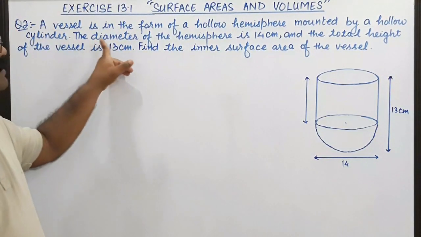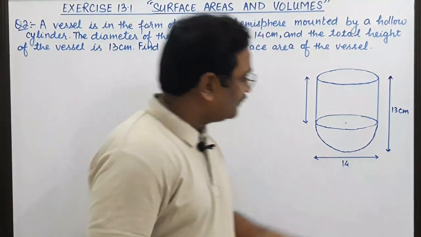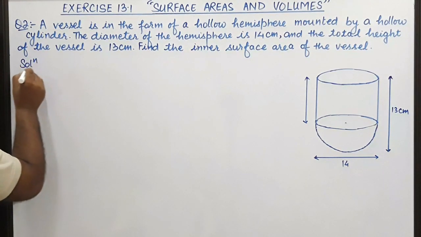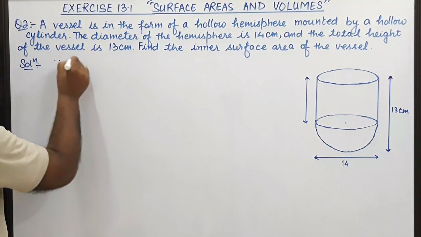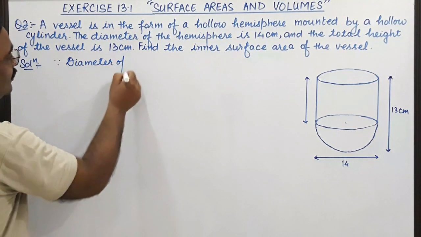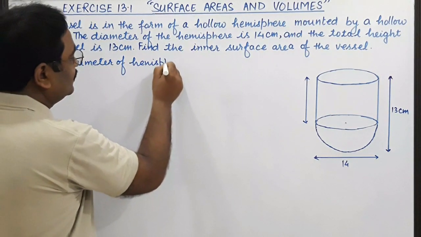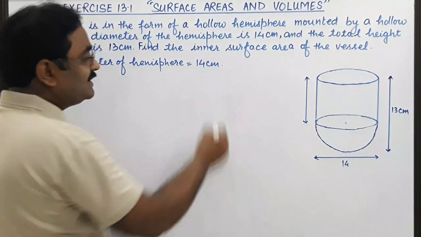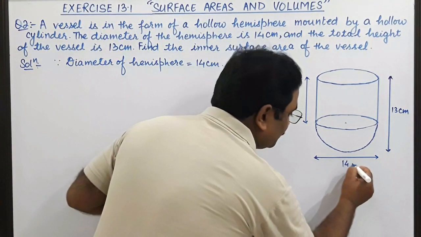Afterwards, the given thing is the diameter of the hemisphere is 14 centimeter, meaning its diameter is given. Since the diameter of the hemisphere is equal to 14 centimeter, what will be the radius of the hemisphere?